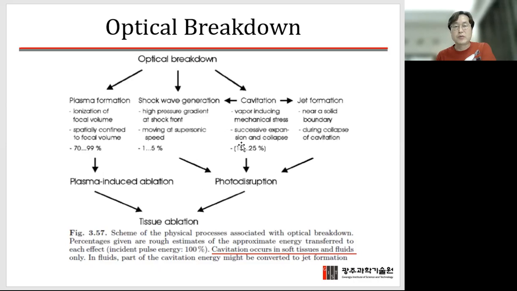So here, the right side three, shock wave generation, cavitation, and jet formation, is basically photodisruption because mechanically it can actually damage the tissue. For the left one, plasma formation, this is called plasma-induced ablation. So basically the tissue turns into the plasma state, and becoming plasma, it will be ablated and go away. So either plasma-induced ablation or photodisruption, both of them cause tissue ablation.